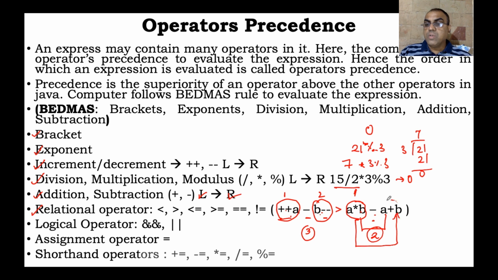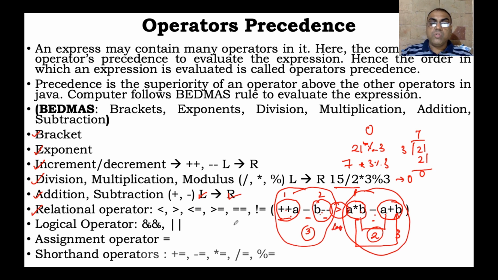Now if you want this one to get executed first, then you need to have a bracket for them. Okay, so this is third. Once this final answer is derived, so this whole thing's answer has been derived, after that the computer will work with this. So this is the last one. So this is how the operators work.